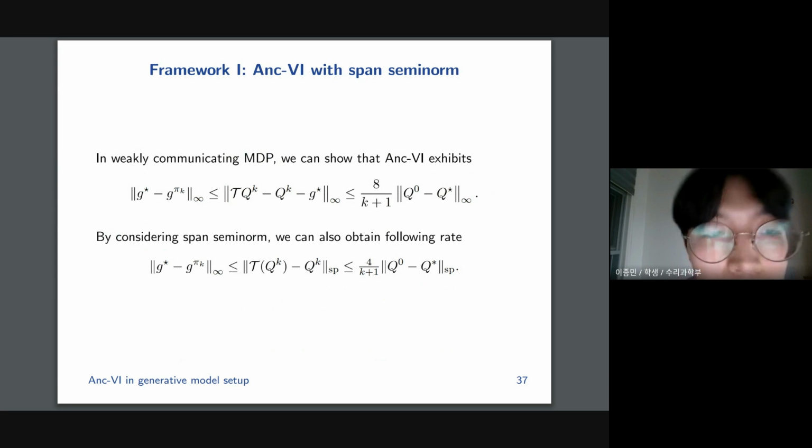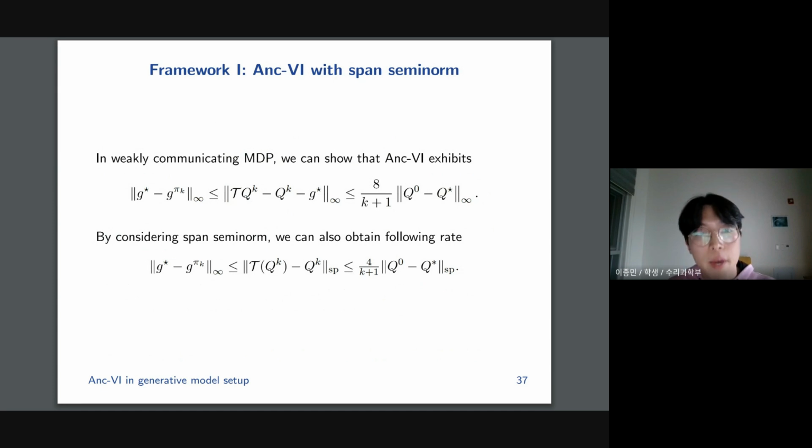Now I introduce our framework, and it consists of two main parts. The first part is anchor value iteration, but here we consider the span semi-norm instead of the L infinity norm. In the previous section, I showed that in the weakly communicating MDP, the anchor VI exhibits a linear rate. Even if we consider the span semi-norm, we can obtain a similar rate. In the last inequality, the left term is the policy error, the middle term is the span semi-norm of the Bellman error, and the right term is the 1 over k plus 1 rate.